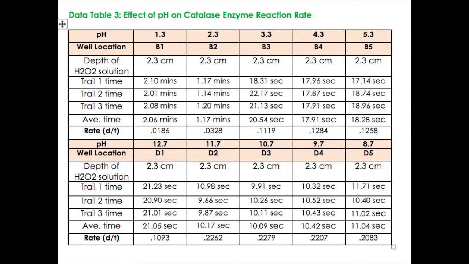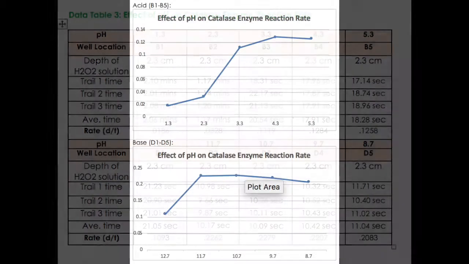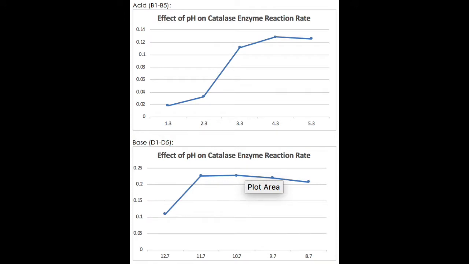With both the pH of the acid and base, the catalase enzyme reaction was affected up until a certain pH level, different for both. This observation shows the role of too much and too little pH in influencing the reaction rates for this particular catalase enzyme.